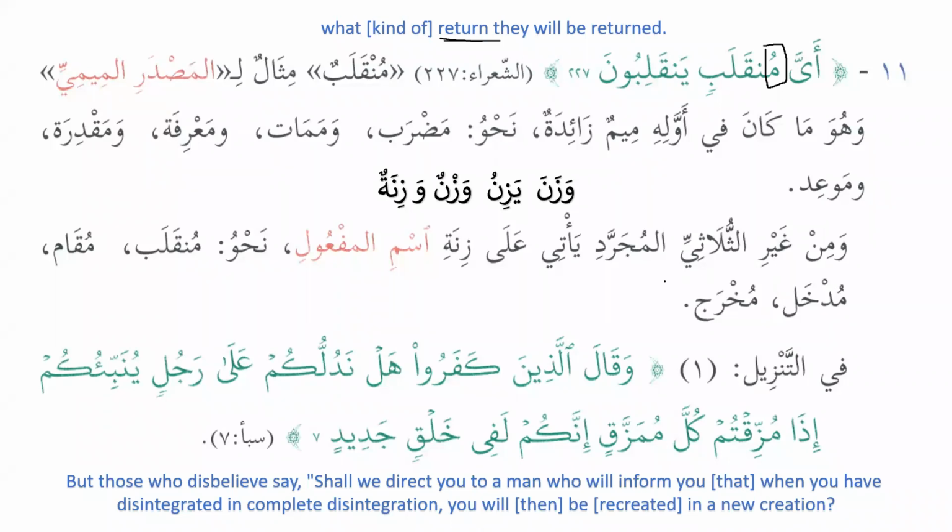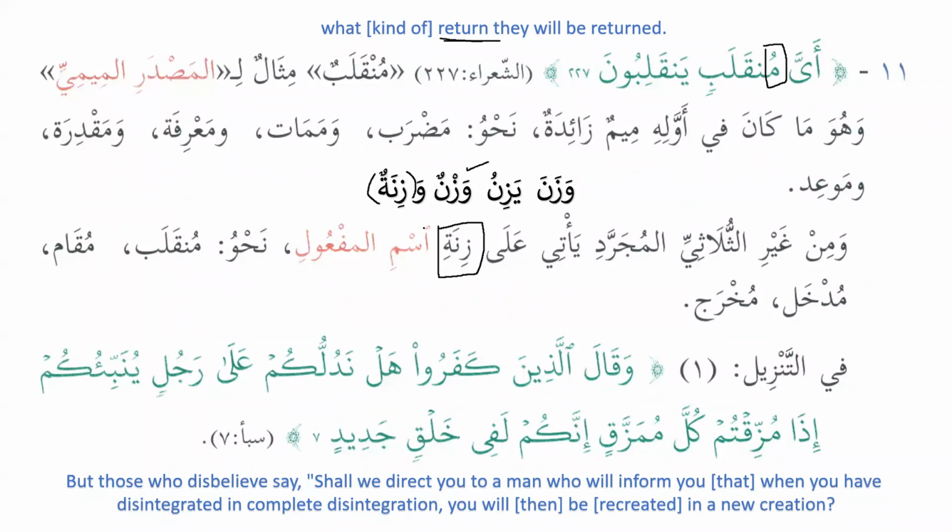ومن غير الثلاثي المجرد, and from the verbs that are derived forms of the verb, يأتي على زنة اسم المفعول. It comes on the pattern of ism al-maf'ul. Zinatun is also basically a masdar. Wazana yazinu, waznun wa zinatun. So this one has two patterns, waznun wa zinatun.